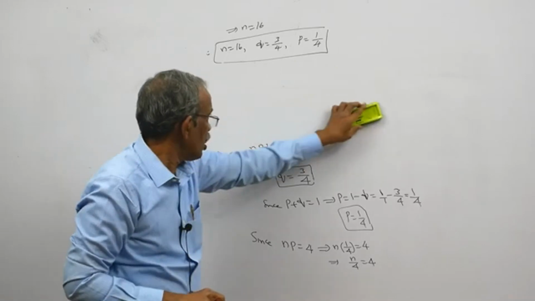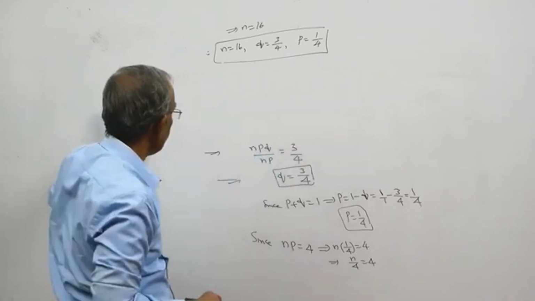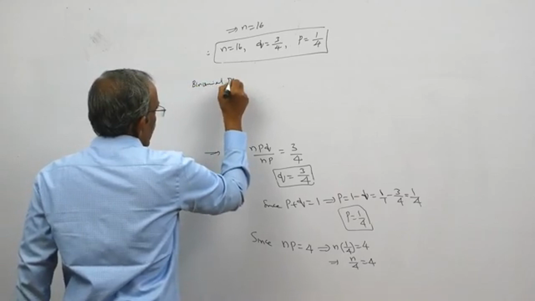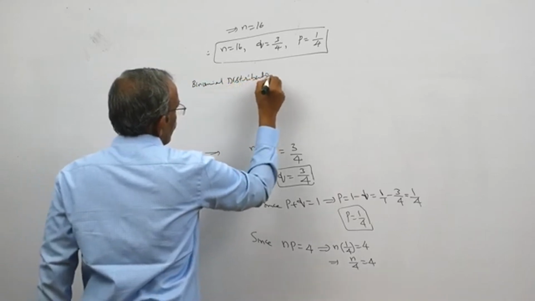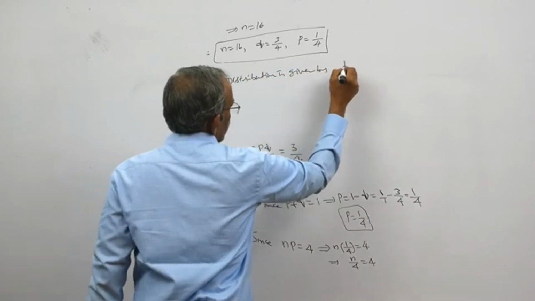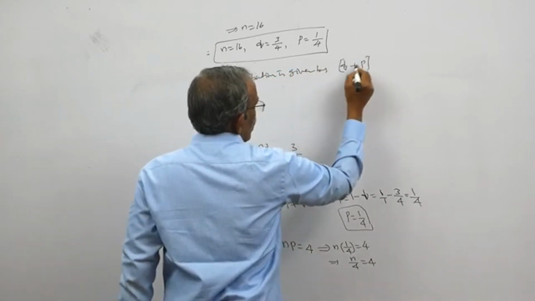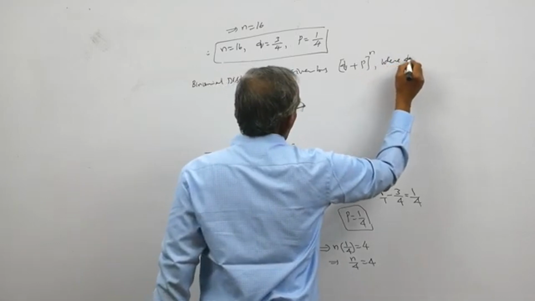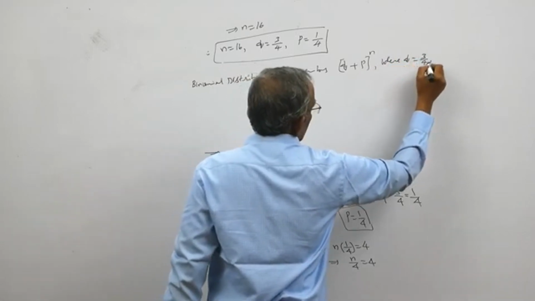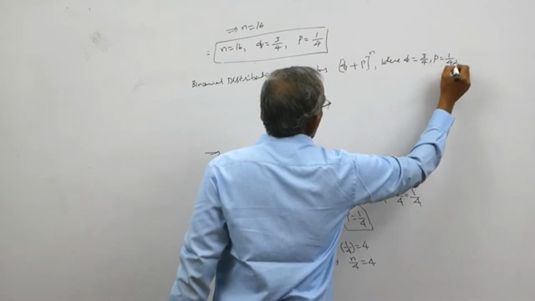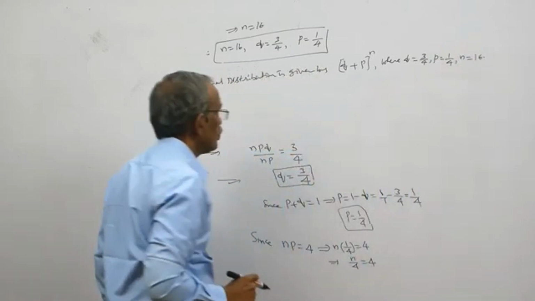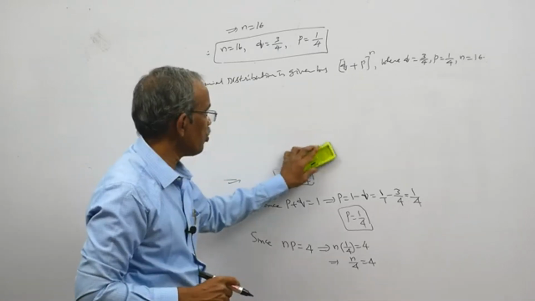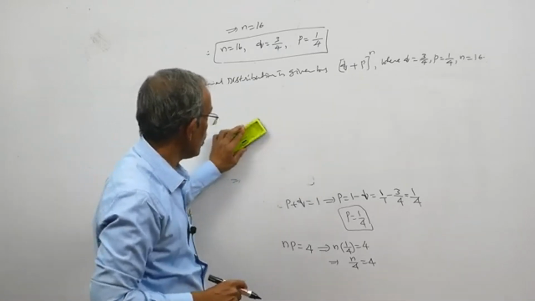Now, what was asked: fix the distribution. The binomial distribution is given by q plus p whole to the power of n, where q is equal to 3 by 4, p is equal to 1 by 4, n equal to 16. To fix the binomial distribution, we write q plus p whole power n, where q is equal to 3 by 4 and p is equal to 1 by 4 and n is equal to 16.